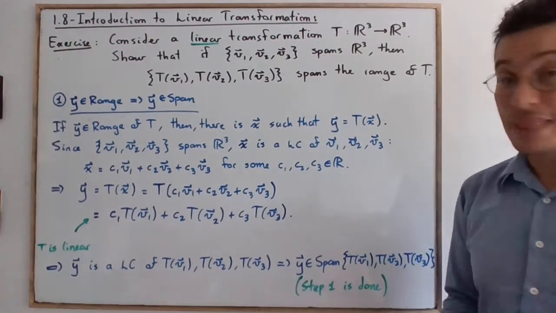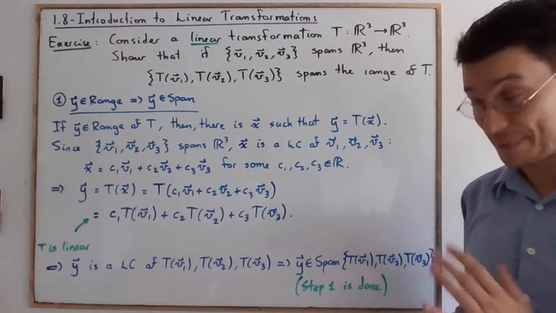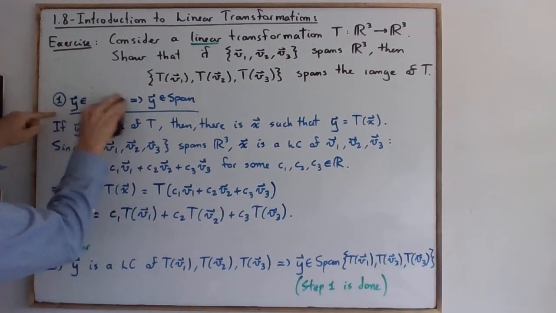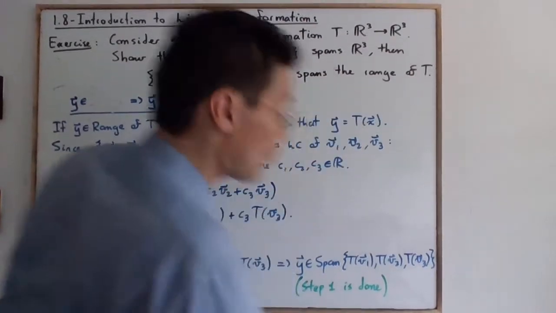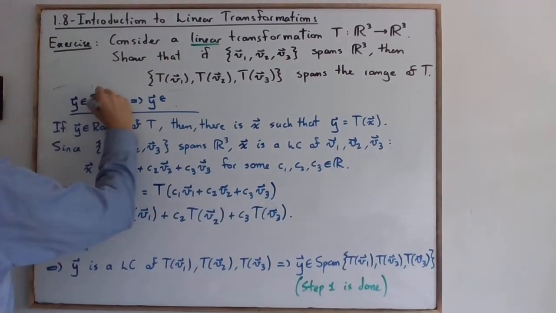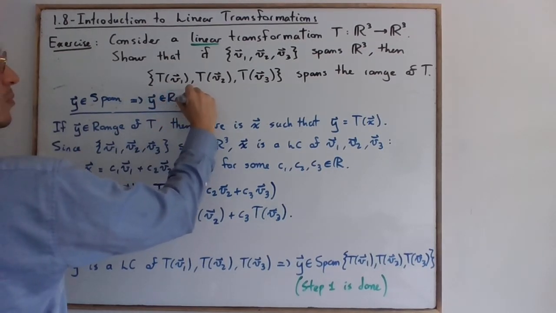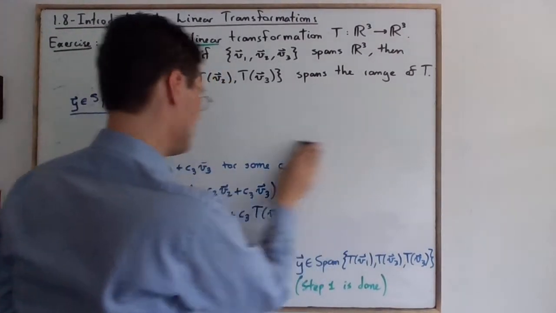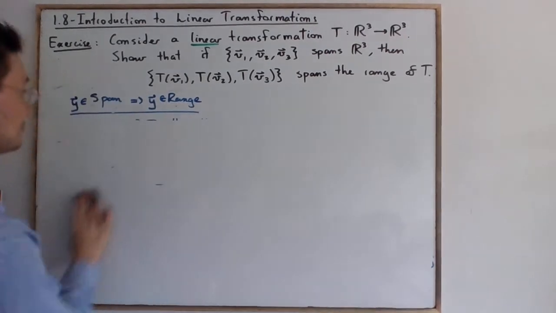Okay, now let's erase everything and we'll go on with the second step. The second step is just to revert these words. We want to prove that if y is in the span, then y is in the range. Now I'm going to erase this immediately because it's not the second part of the proof, it's the first one.